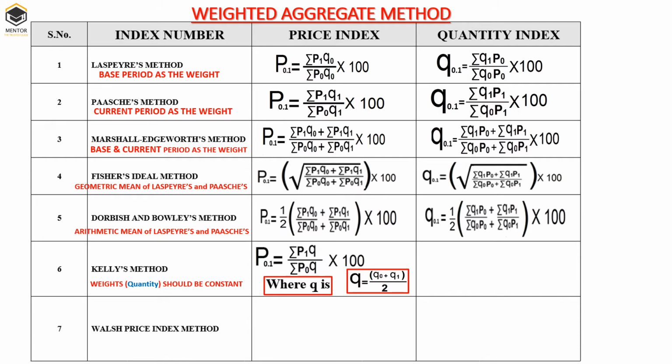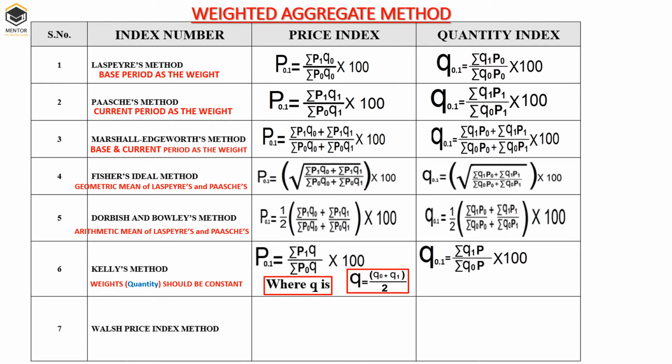So this is nothing but our arithmetic mean. So in Kelly's method, the weight constants are calculated with the help of arithmetic mean. The same case holds for our quantity index. So this is the formula of the Laspeyres method of quantity index.